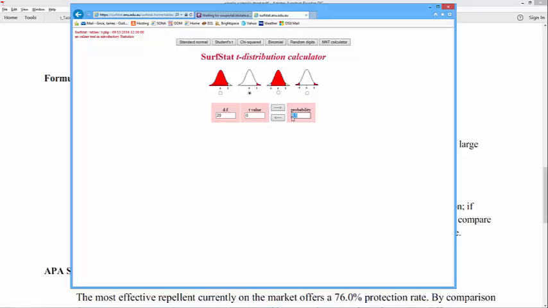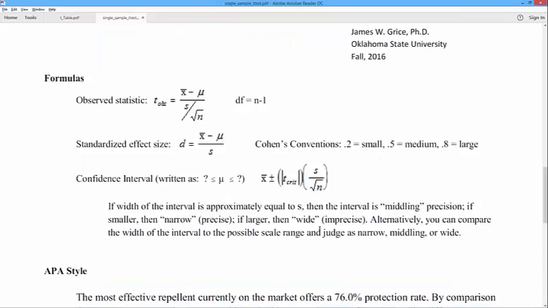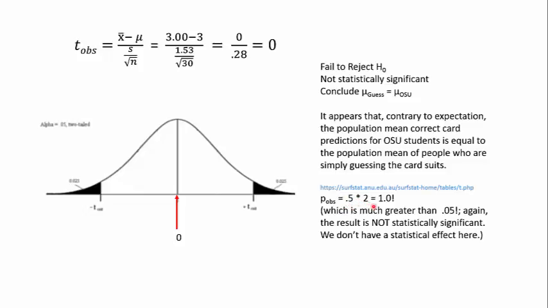Now we're going to double that, so we go back to PowerPoint here. So we have our 0.5 here, multiply that by 2, and we get a p observed of 1.0. You can't get any higher than that. So again, obviously much greater than 0.05. The result is not statistically significant.